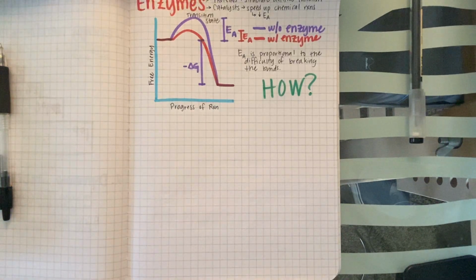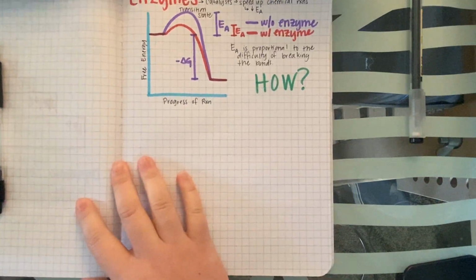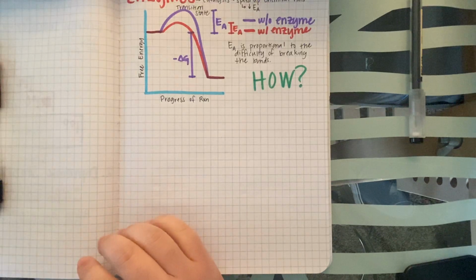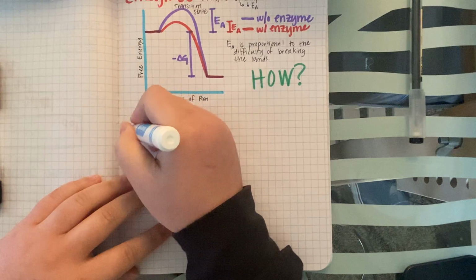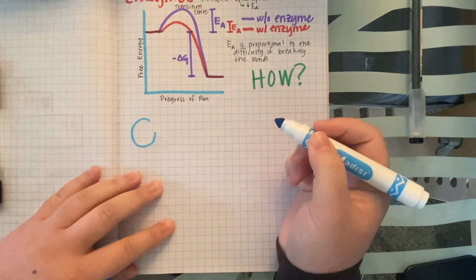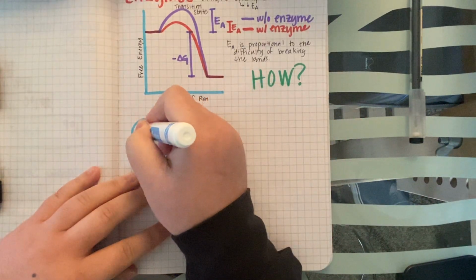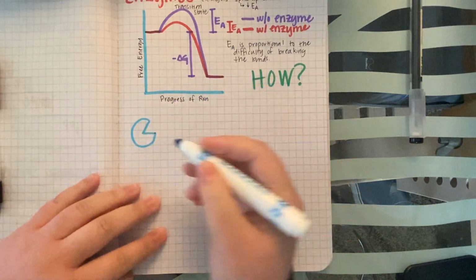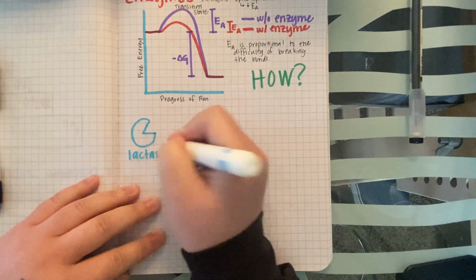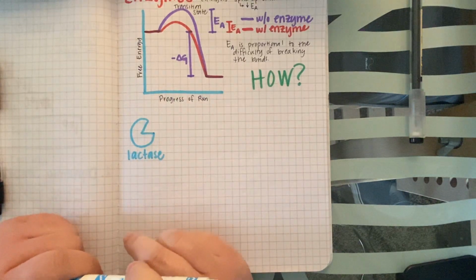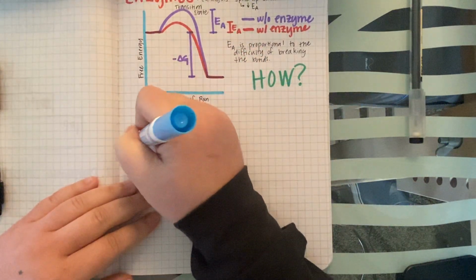So the how includes bonding. So let's use the example from your lab. In your lab, you had an enzyme, and that enzyme was called lactase. And lactase has a really specific shape. So I'm just going to draw it like a little Pac-Man. So this is lactase. Also, this is how enzymes work in general. So I'm just going to label our little Pac-Man E for enzyme.